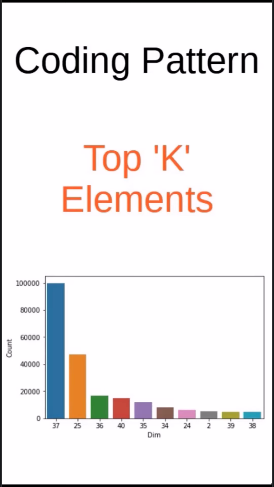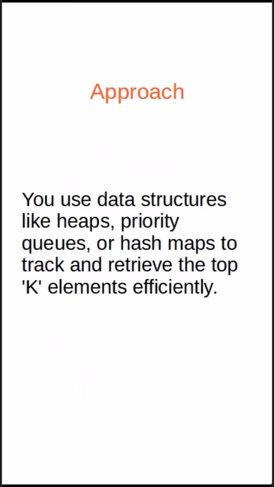Let us explore the top k elements pattern, a smart strategy for efficiently finding the top k elements in a collection based on frequency or value. So how does it work? You use data structures like heaps, priority queues, or hash maps to track and retrieve the top k elements efficiently.